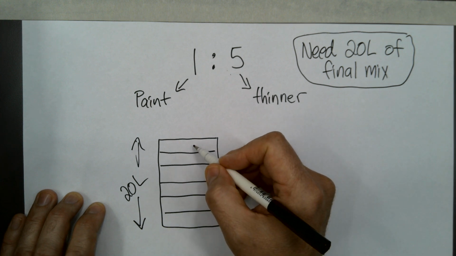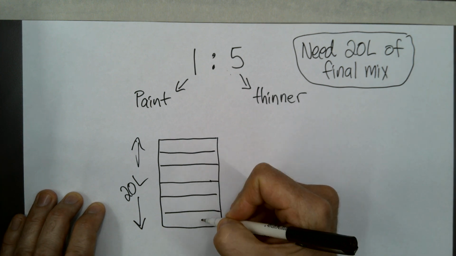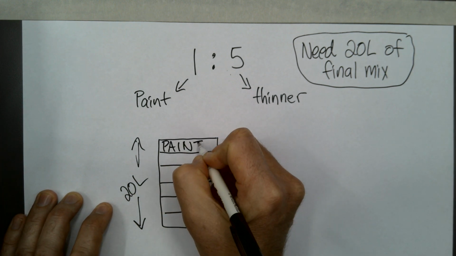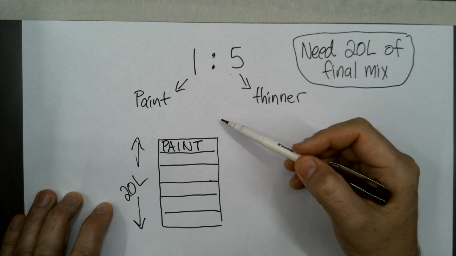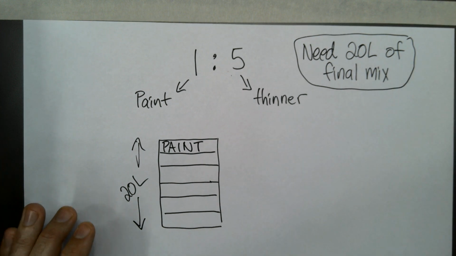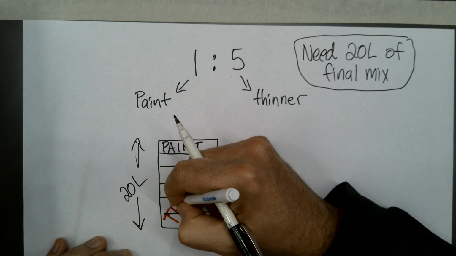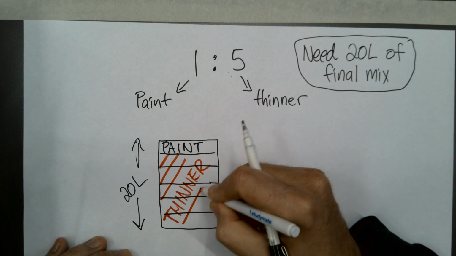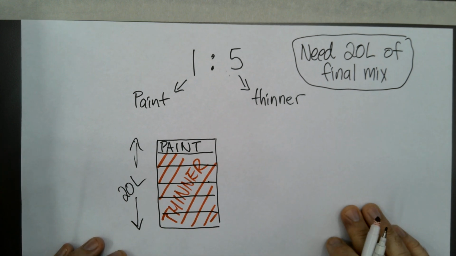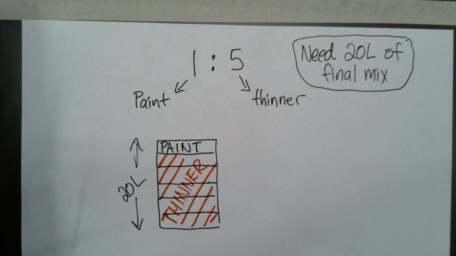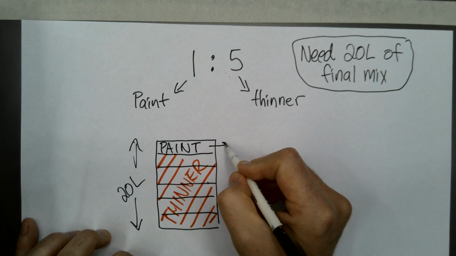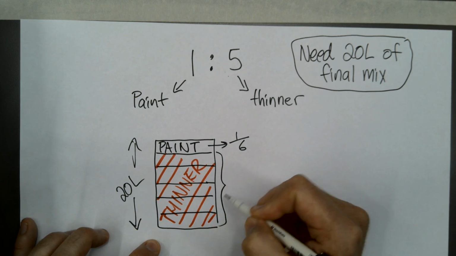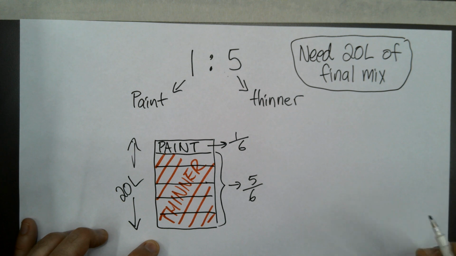All right, so you'll notice I've got this here done up in 6, supposed to be equal parts, okay? So this one here, that is the paint, 1 part out of 6, yeah? These ones here then, they're the thinner. Okay, that's how it works. So what's going on there? Well, this here is actually 1/6 of the whole lot. So this here is 5/6 of the whole lot.